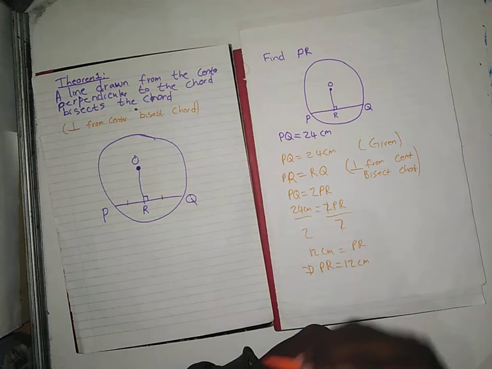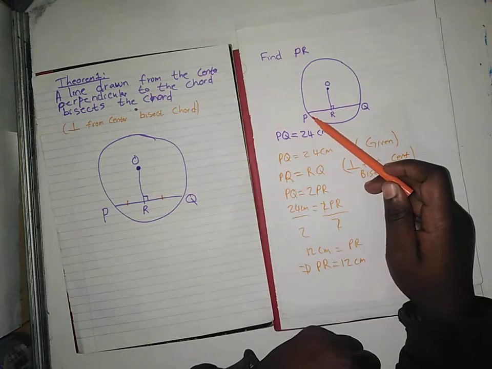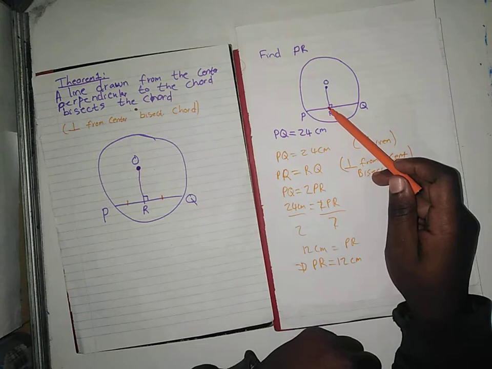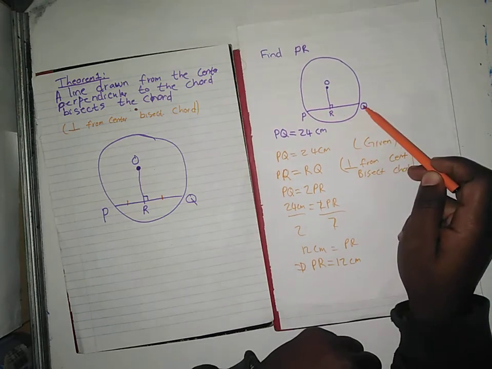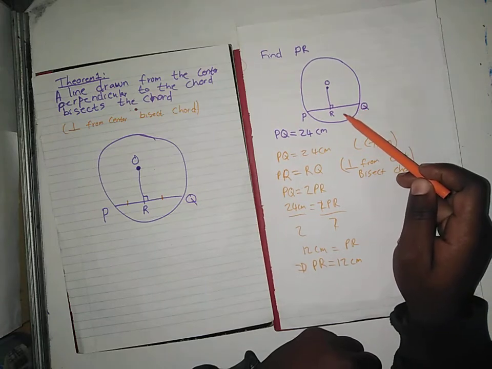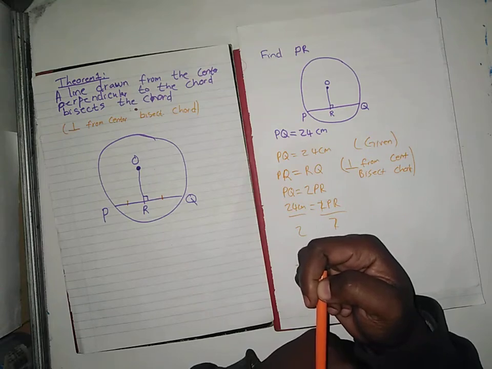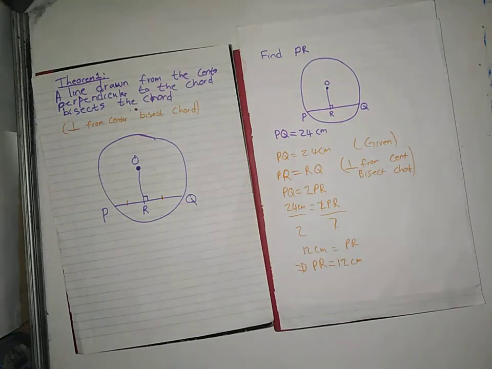Ladies and gentlemen, if you did not know this law, even though you knew that PQ was equal to 24, there was nothing that shows you how PR relates to RQ until you had this first theorem that says that a line drawn from a center perpendicular to the chord bisects the chord. All right. So this is one of the cases where this theorem works. Okay.